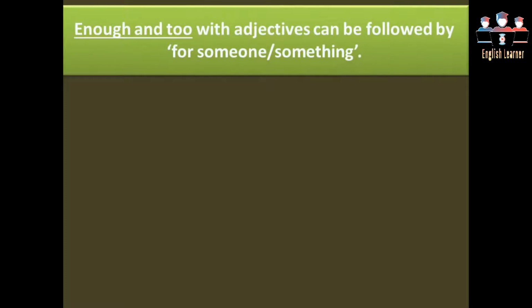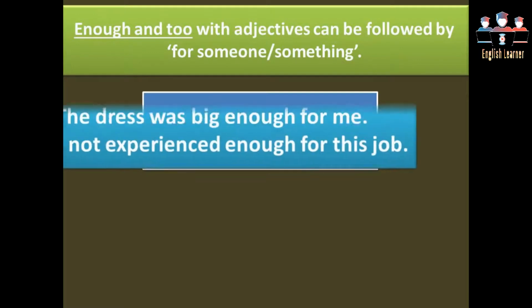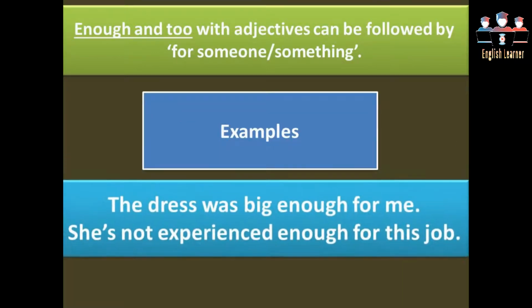Next rule is "enough" and "too": enough, with adjectives, can be followed by for someone or something. Let's see their examples. The dress was big enough for me. In this example, enough is used with an adjective, that is big, and big is indicating directly to a noun, which is dress.